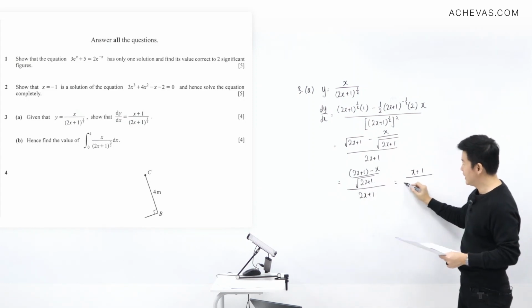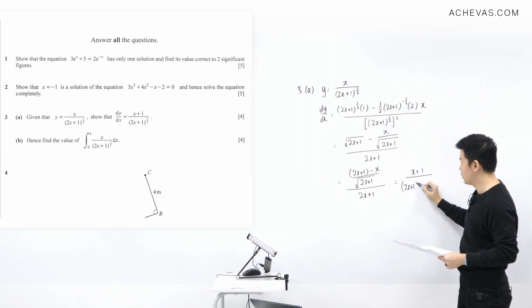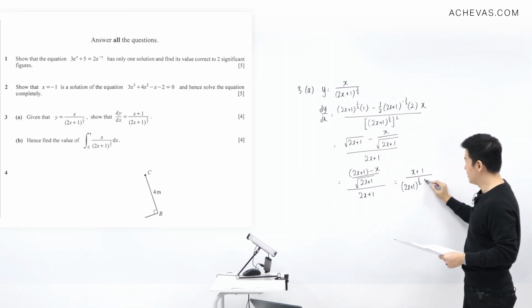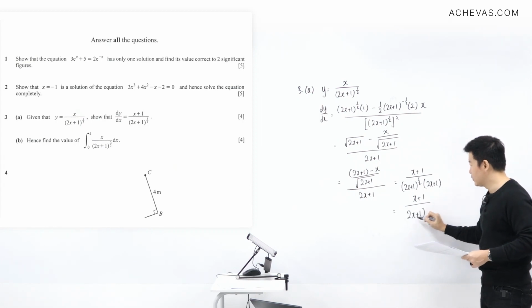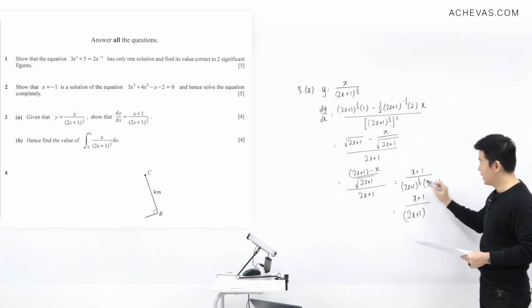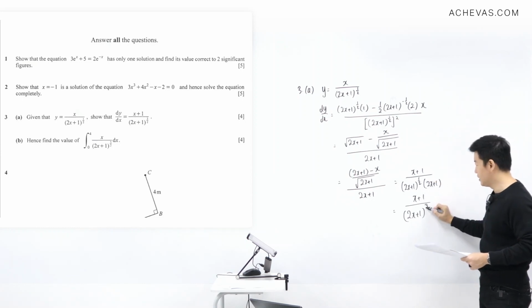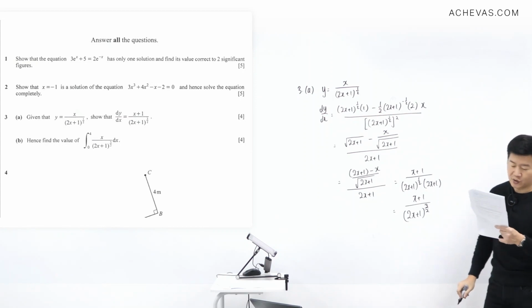I'm going to rewrite this as 2x plus 1 to the power of half, multiply by another 2x plus 1. So what I'm getting here is x plus 1 over 2x plus 1 to the power of, combining the two indices together, 1 over 2 plus 1. This gives me a 3 over 2. So this is part A.